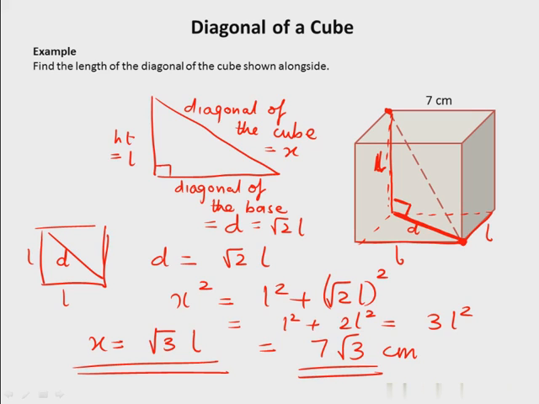Simple application of Pythagoras theorem twice. Once find the diagonal of the base, then find the diagonal of the cube.